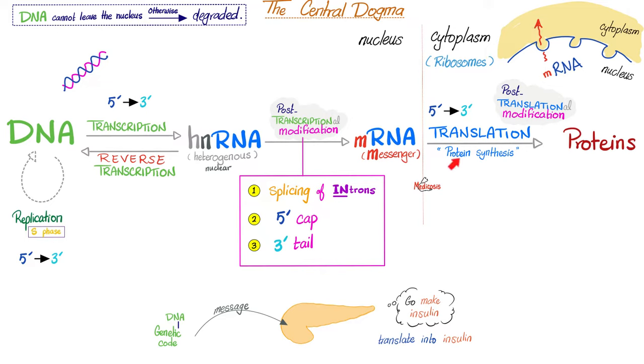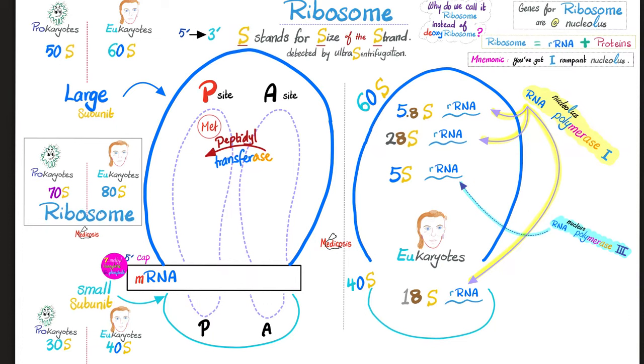Let's talk about translation again from the 5' to the 3' end. First, what's the ribosome? Here is the ribosome. It's made of what? rRNA plus proteins. Where is the rRNA made? It's made by genes in the nucleolus. Via RNA polymerase 1, you've got 1 rampant nucleolus.